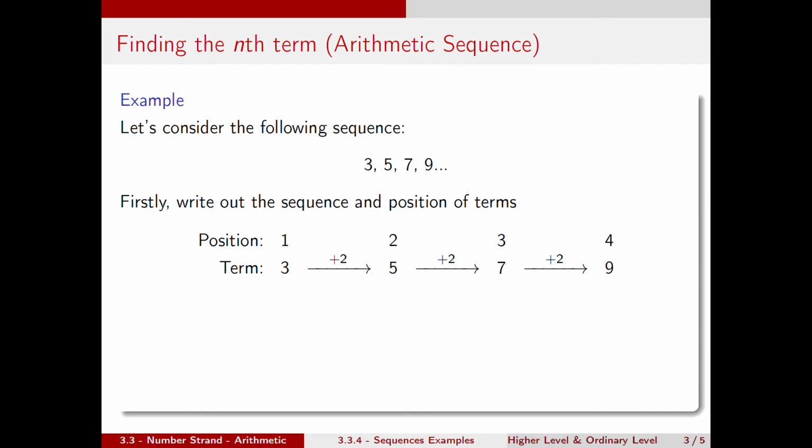Let's consider the following example for an arithmetic sequence. So we have the sequence 3, 5, 7, 9, and so on. Firstly we'll write out a small table and write out the sequence and the position of the terms. The first row will list out the position, 1, 2, 3, 4. The next row down will have the term in each of those positions. So in position 1 we see the term 3, position 2 the term 5, position 3 the term 7, and position 4 the term 9.